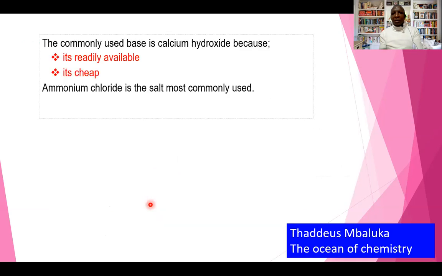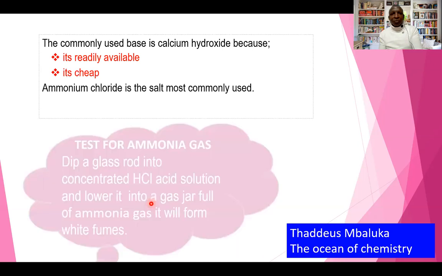We can continue. The commonly used base is calcium hydroxide because it is cheap and readily available. The same goes for ammonium chloride, the most commonly used salt, because again it is cheap and also readily available as compared to the other salts.